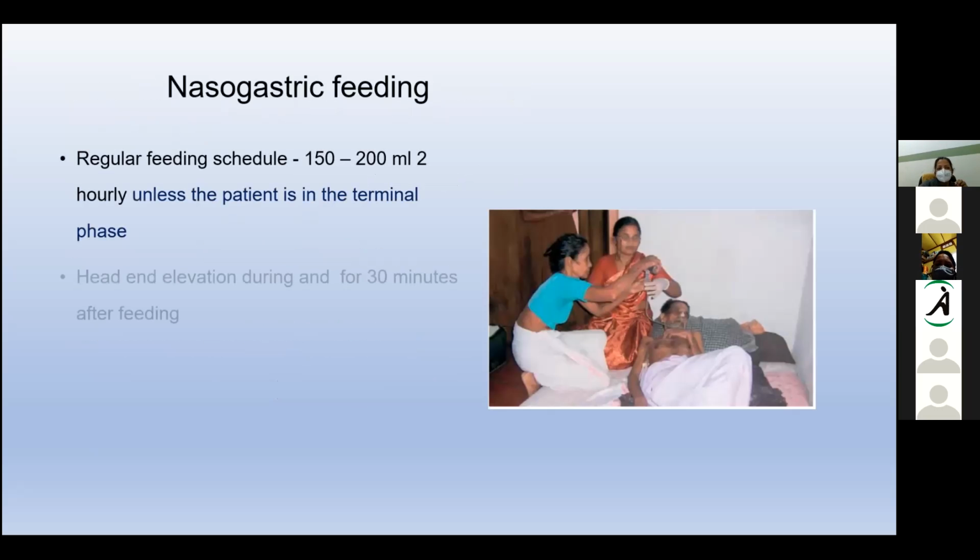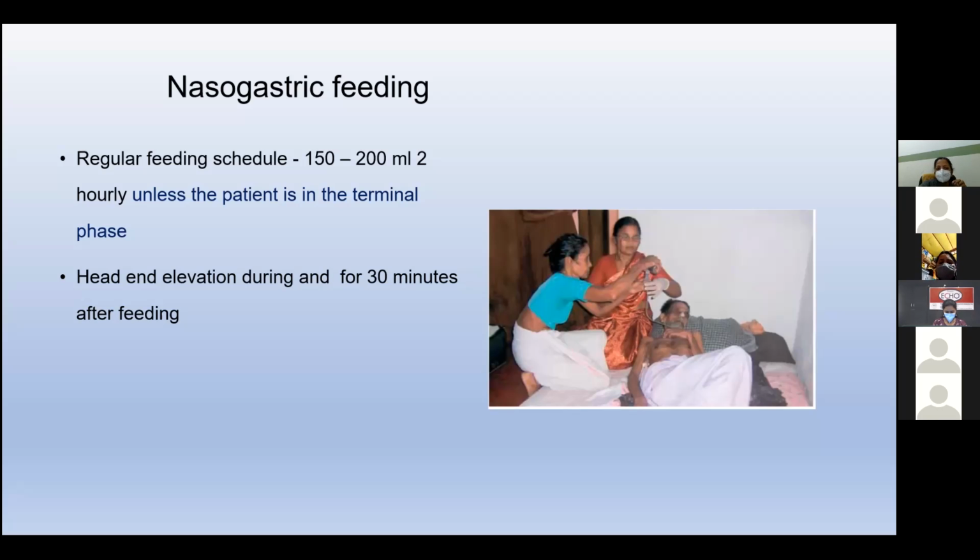Nasogastric feeding, regular feeding needs to be given. How much amount to be given? Generally 150 to 200 ml every 2 to 3 hourly is given. Unless the patient is in the terminal phase, do not force feeding when the patient is in the terminal phase. That should be remembered.